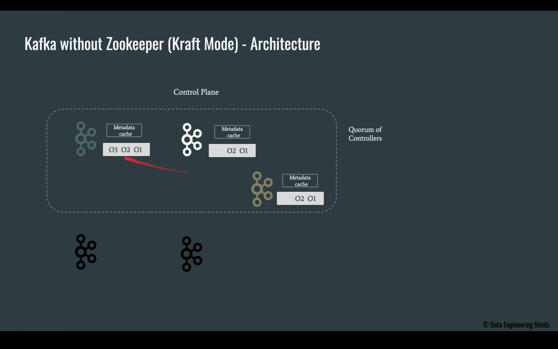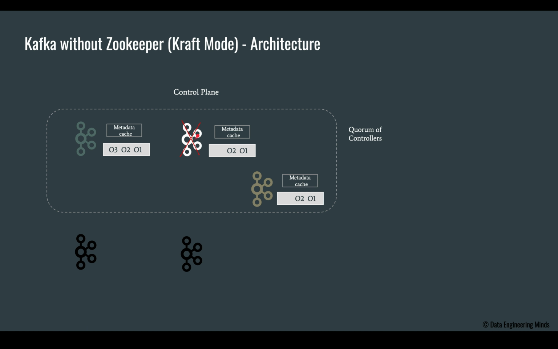In addition to storing the metadata inside the metadata partition, each controller will also keep a copy of the latest metadata inside their main memory, that is referred to as metadata cache. That is, whenever a controller commits an offset to the metadata topic, it also keeps a copy of this offset inside their metadata cache. This is mainly done for performance reasons.